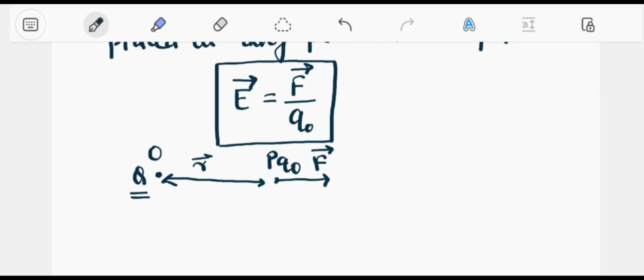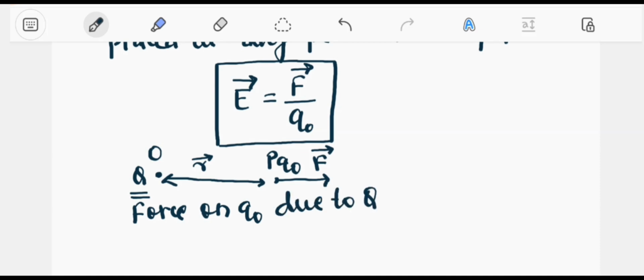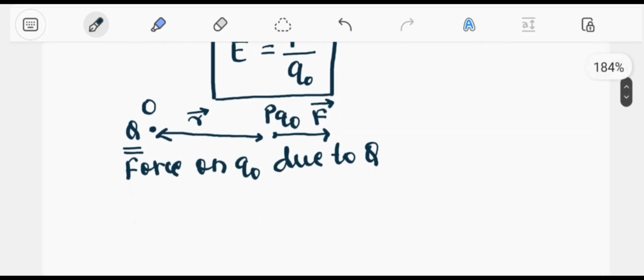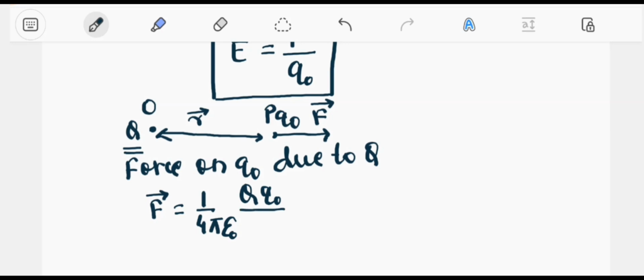So the force on Q naught due to capital Q will be equal to F. From Coulomb's law we know that it is equal to 1 by 4 pi epsilon naught times the magnitude of the product of the charges, that is capital Q and Q naught, divided by the square of the distance between them, that is r square. The direction, the unit vector, will be r cap. So this is the force according to Coulomb's law that we have studied already.